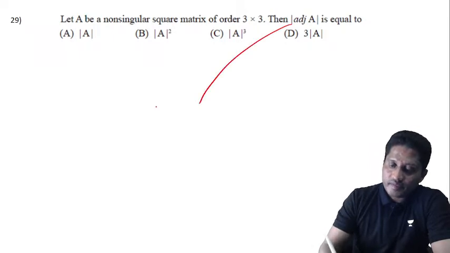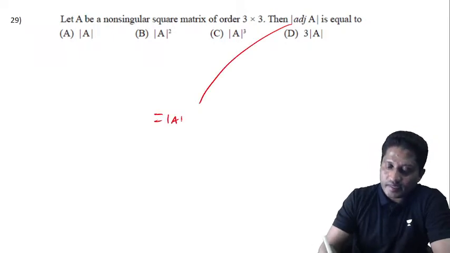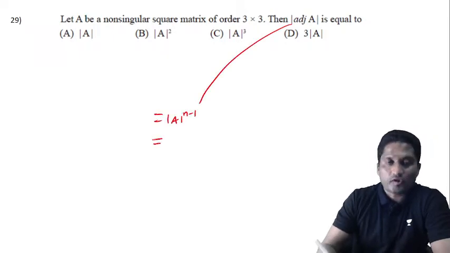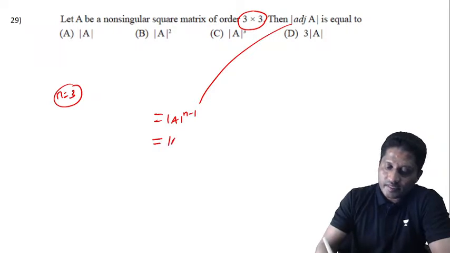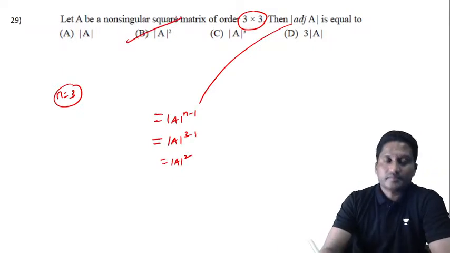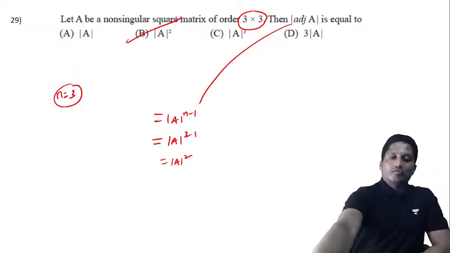See, we know the determinant of adjoint A is determinant A power n minus 1. Right, n stands for order of the matrix. It's already mentioned it's a matrix of order 3 by 3. So n should be equal to 3. Determinant A to the power of 3 minus 1, determinant A square. Right, answer is option B. Right, let's do one more question for this session.